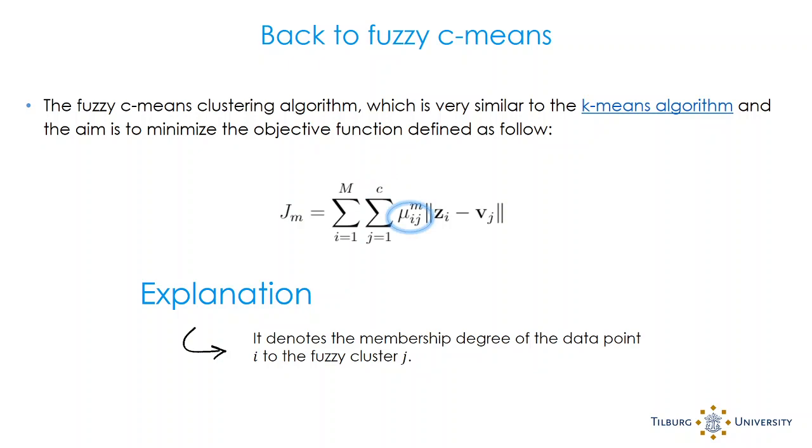Later on, we have this very important variable, the membership degree. The way we have to read it is: this is the membership degree of the data point i to the fuzzy cluster j. So it is the extent to which the point belongs to the cluster. This is very important, and it is a value that needs to be in the [0, 1] interval because it's a membership degree.